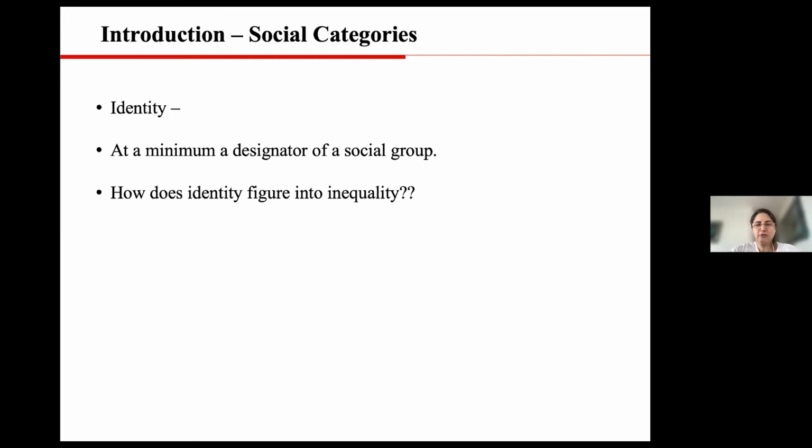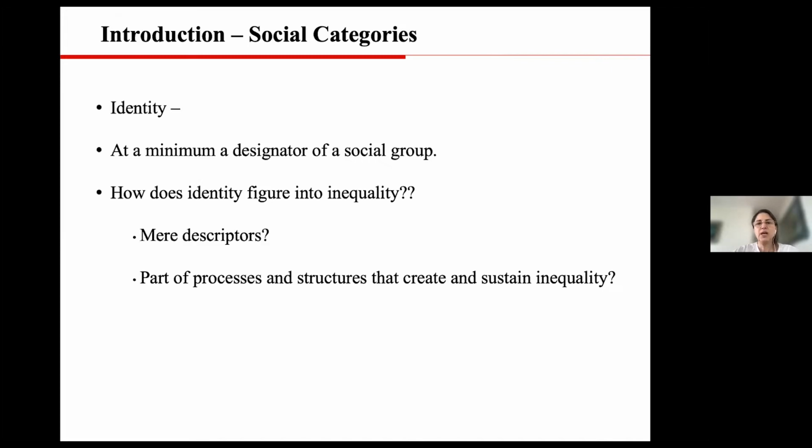But how does identity figure into inequality? Is it simply a descriptor, as I just said? So we just describe people in this particular way, and we see these patterns, and we say, oh, that's an interesting pattern. Or are identity and these social groupings part of the processes and structures that create and sustain inequality? That's what I'm going to talk about: identity is not just a mere descriptor of different people, but identity, and the concept of identity in economics, which I'm going to elaborate for you, can be part of the processes and structures that create and sustain inequality.